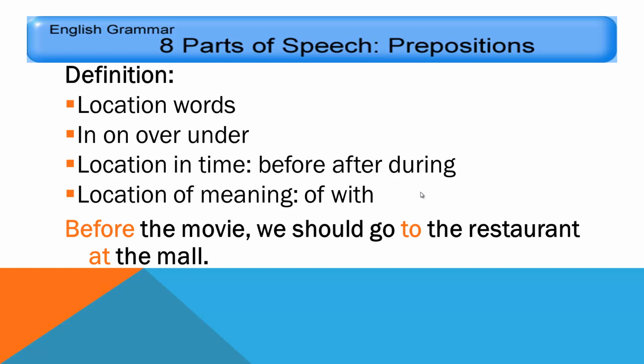Before the movie, we should go to the restaurant. So you notice that the word "to" locates the direction that we're going to be going in. The word "at" locates the restaurant itself. And the word "before" locates when this whole sentence, we should go to the restaurant at the mall, is going to happen: before the movie.